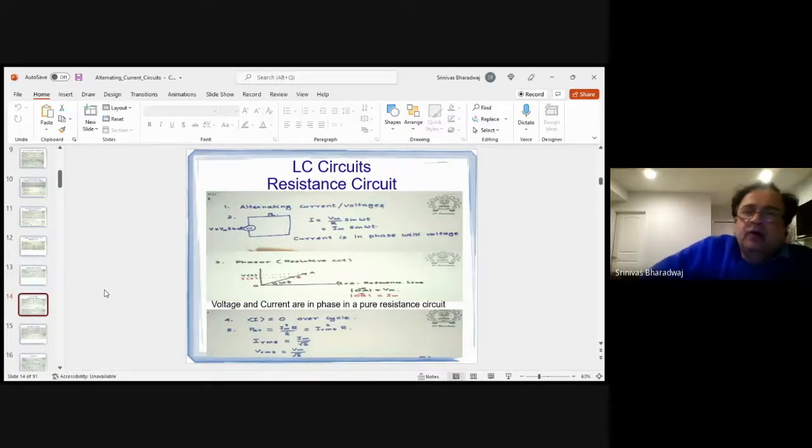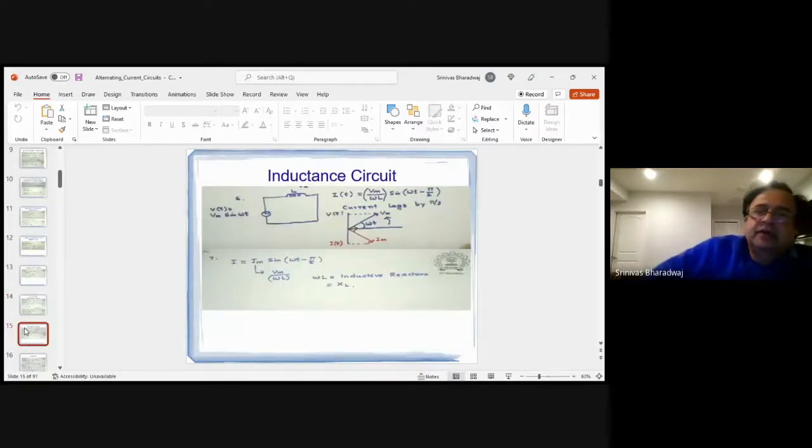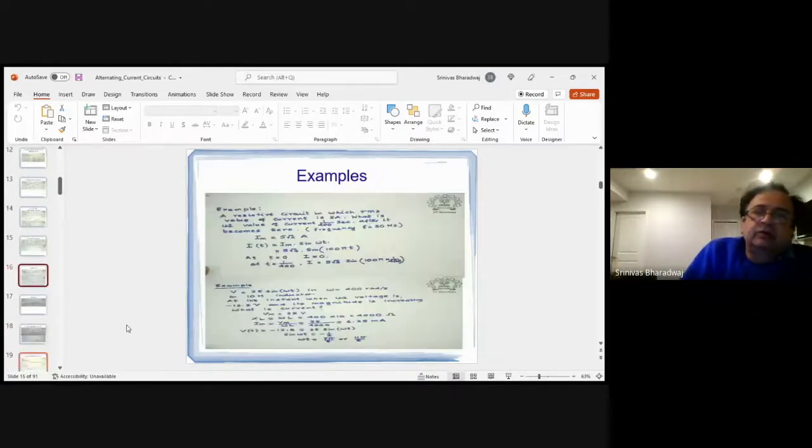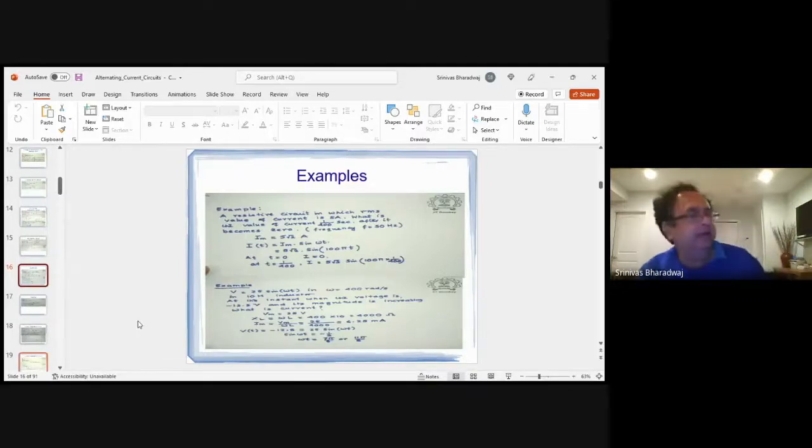Now if you have an alternating current and you have just a resistance, the current is in phase. Now if you add both a resistance and an inductance, what happens? The inductance circuit is 90 degrees out of phase, but if you had both, then you will have a correspondingly different solution.